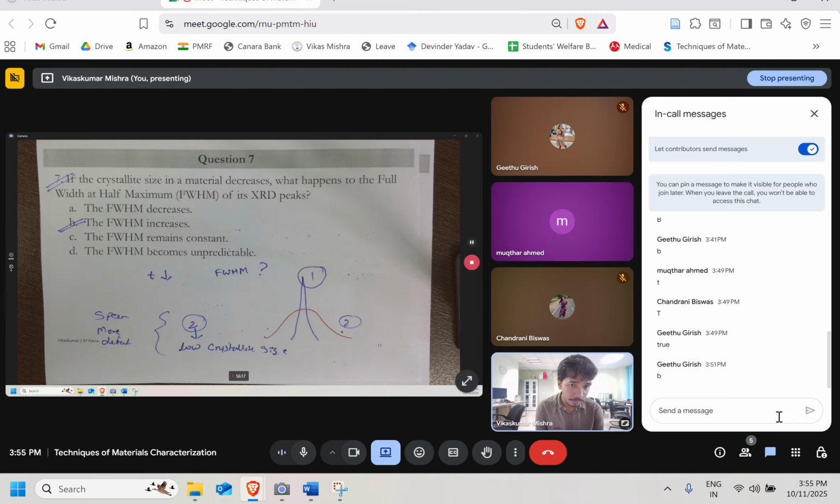Actually, I didn't get it. Can you please repeat? If the peak broadening is there, our objective is to find the crystallography information. So when the peak broadening is happening, does our objective become complex, or does it become easy? When it becomes a low size, the crystal size is decreasing.